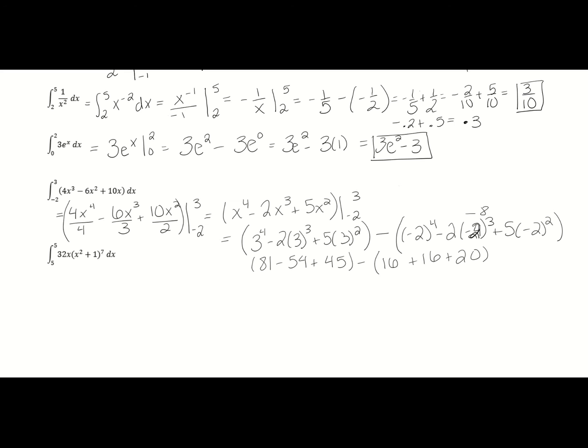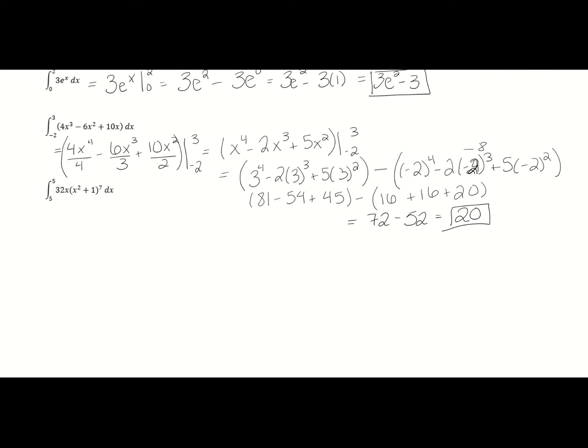Okay, let's take a look at one more. So we have the definite integral from 5 to 5 of 32x times x squared plus 1 to the 7th. To be able to use the power rule here, because this is to the 7th power, I would literally need to expand x squared plus 1 seven times. So you should be like, wow, that's going to take forever, which it would. But actually, we don't need that. And the trick comes that the lower bound and the upper bound are exactly the same.